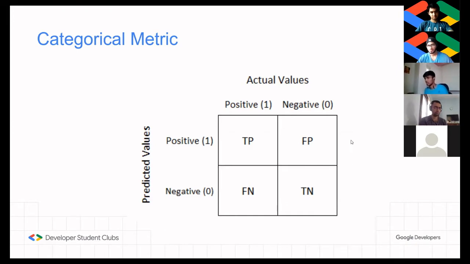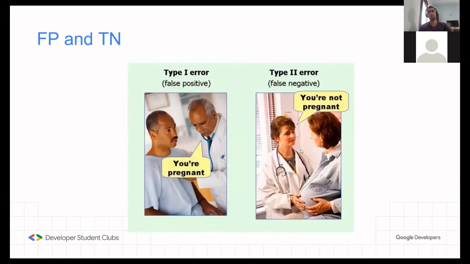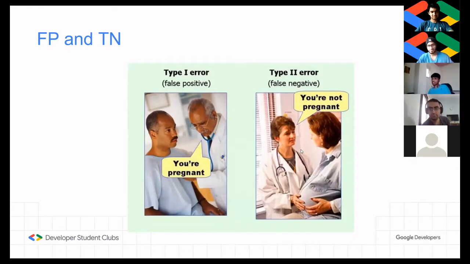So for example, when you see a man and a doctor tells him that he's pregnant, that's an example of false positive. As you know, a man can never be pregnant. And in this picture, it's so obvious that the woman is pregnant, but the doctor says she's not pregnant. So that's an example of false negative.